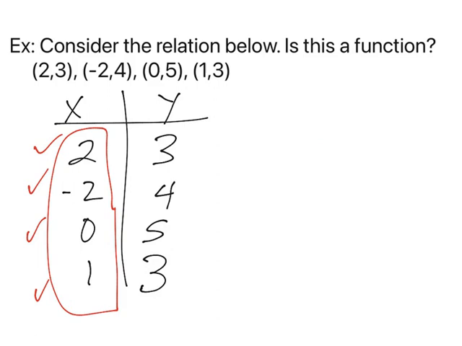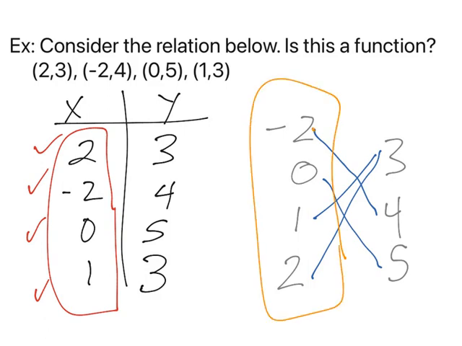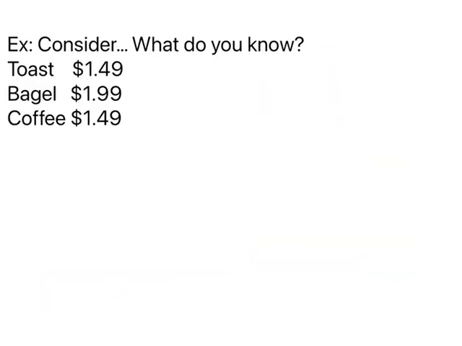Another way to do this, if you are a very visual person, is to write your numbers. I like to write them least to greatest. And then this side would be 3, 4, and 5. And draw lines. So -2 goes to 4, 0 goes to 5, 1 goes to 3, and 2 goes to 3. And you look at your x values. How many lines do each of them have coming out? In this case, just 1. So that tells us that no x's repeat. So yes, it's a function.